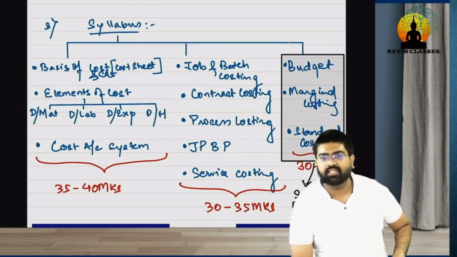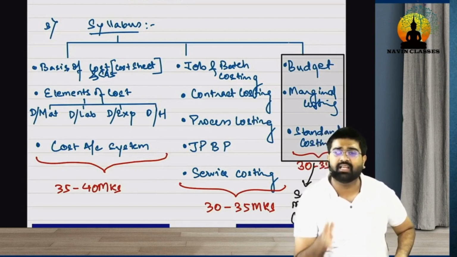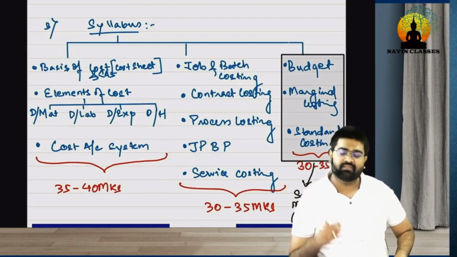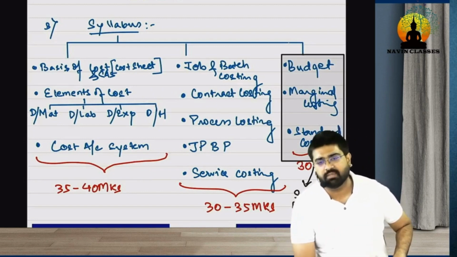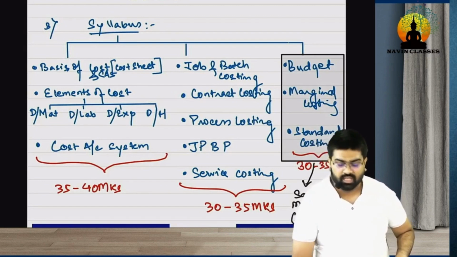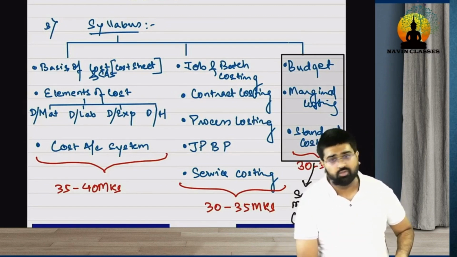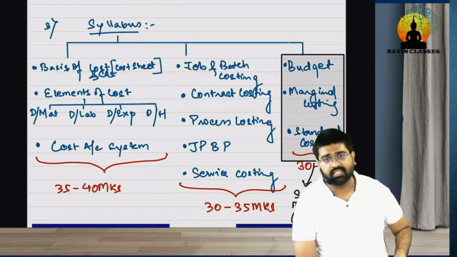After learning these chapters, we will directly go towards its system. It means we don't just write all these things on paper, but do it with a proper presentation and implement it in a proper accounting system. So that's why we will learn the cost accounting system. And this set is of 35 to 40 marks. It is a huge chunk of 35 to 40 marks.